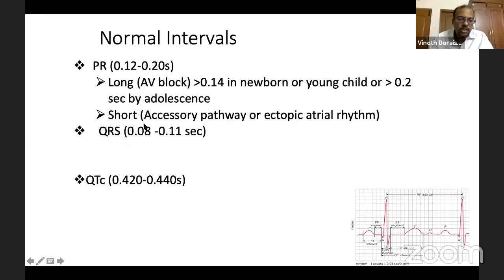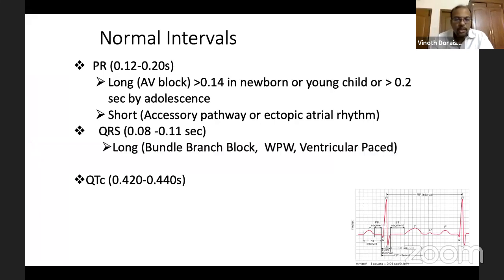QRS duration is normally between 0.08 seconds and 0.11 seconds. It will be long in a bundle branch block, in ventricular pacing, in WPW syndrome, or in an idioventricular rhythm. I told you, whenever the ventricle is depolarized by the normal conduction system, that is through the bundle branch to Purkinje system, it will be narrow. In all these conditions that we have seen, bundle branch block, WPW syndrome, they are depolarized not through the conduction system, but through muscle to muscle conduction.